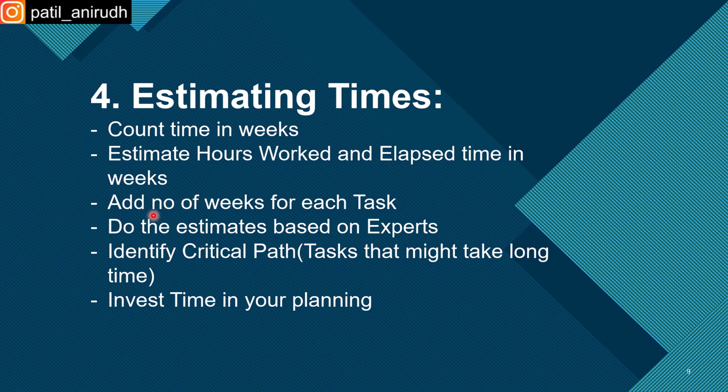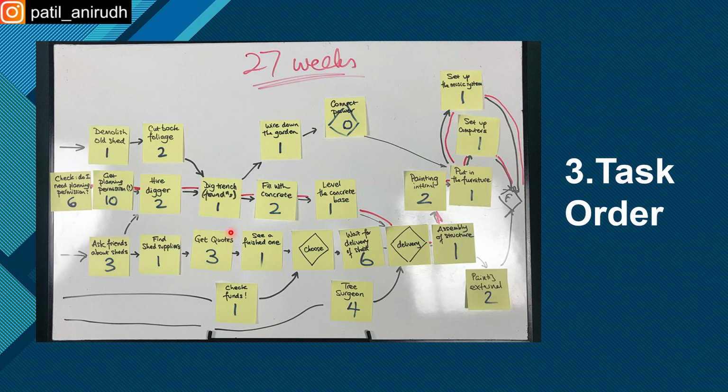Then add the number of weeks for each task. Whatever task you are defining, add how many weeks are needed for that task. And do the estimates based on experts. Reach out to experts, like someone who has already monetized their YouTube channel or Insta, or got verified on Insta. Then identify the critical path, a task that might take a long time. In our case, choosing the niche is very important, because if you choose the niche wrongly, then the entire flow might go boom, right? So that is the thing.